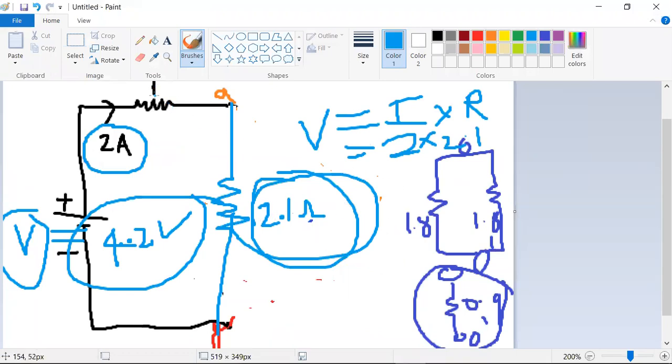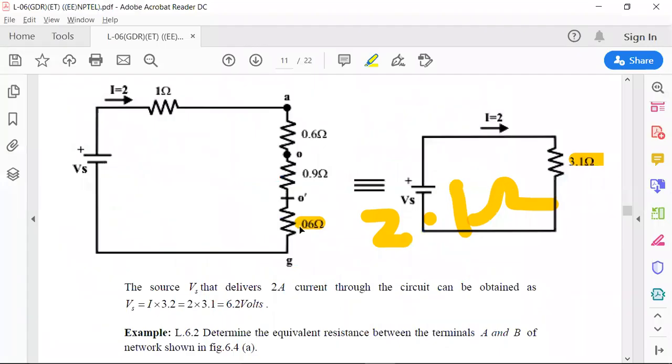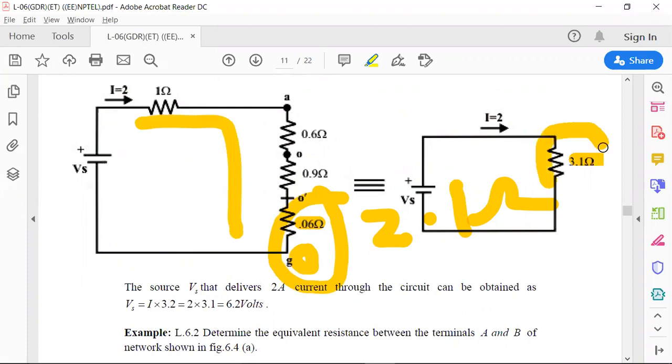Here you need to add this resistance also. Hence the total resistance R equivalent is, instead of 2.1, you need to write 3.1. Sorry, 3.1. Correct. It's not wrong. This is wrong. This is 0.6. After adding all these 4, it will become 3.1.